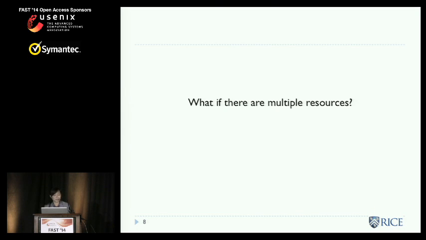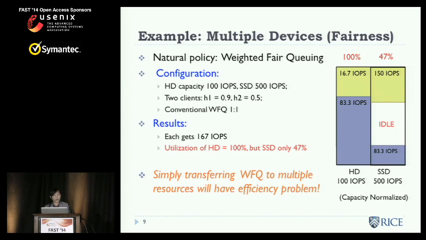What if there are multiple resources? In this example, we examine fairness in multiple devices. Suppose there are two devices, one is HD and the other one is SSD, with capacity 100 IOPS and 500 IOPS respectively. Please note these numbers are just a simple example. They can be any numbers. So suppose there are two clients with hit ratios 0.9 and 0.5. A client with hit ratio 0.9 means 90% of requests go to SSD and 10% go to disk.